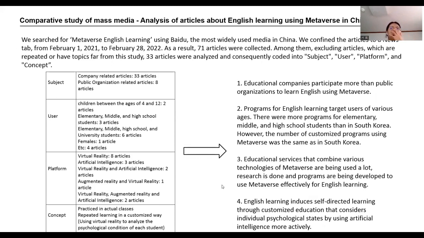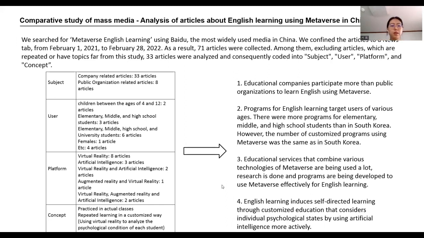Also, we searched for metaverse English learning using the portal site Baidu in China, the most widely used media in China. We can find articles in a new tab at the same time. As a result, 71 articles were collected, among them excluding articles which are repeated or have topics far from the study. Finally, 33 articles were analyzed and consequently coded into subject, user, platform, and concept.